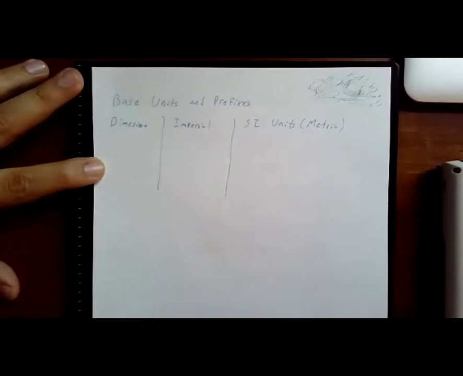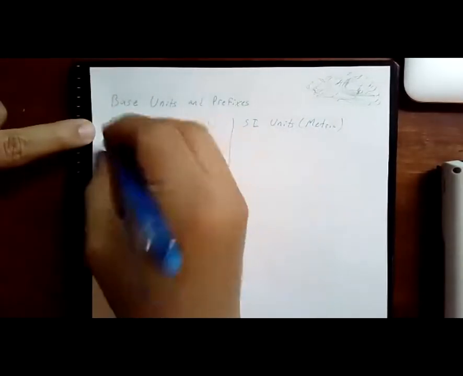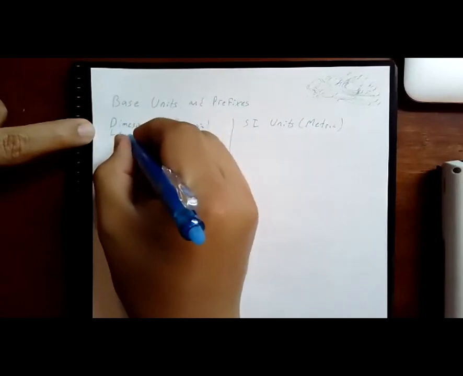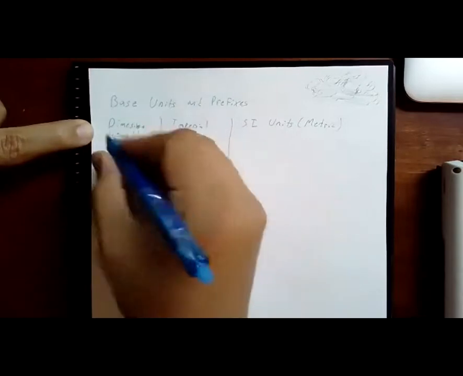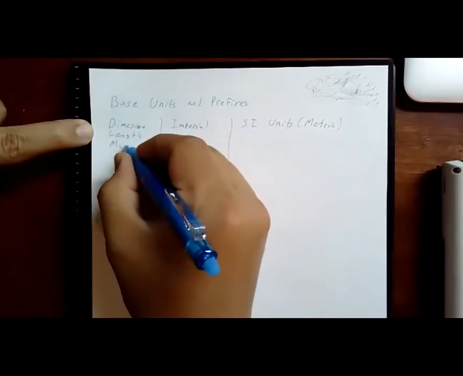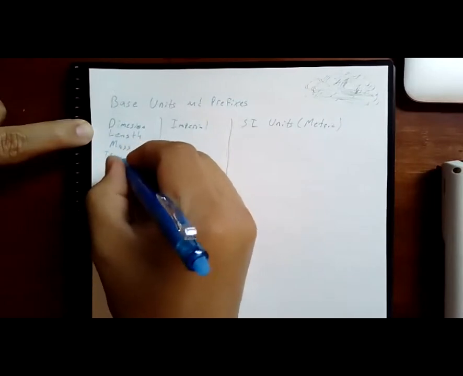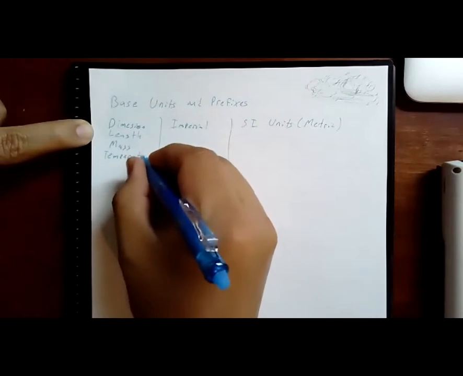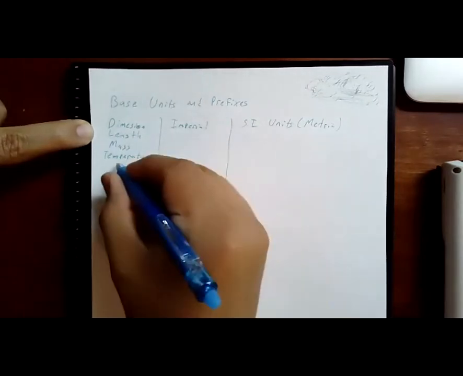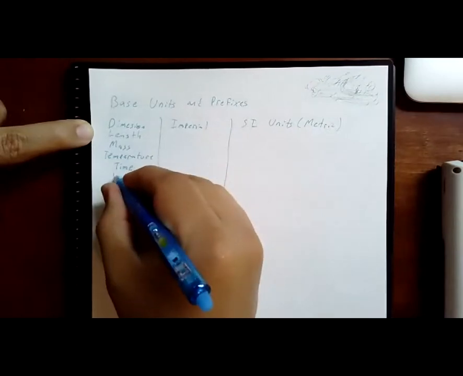Okay, so here I'm just going to use the type of dimension we're going to be talking about. So if we're talking about length or like distance or something, that'll be this first guy. Second will be used for mass, temperature, time, and volume.